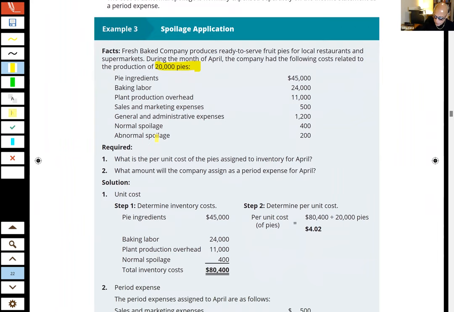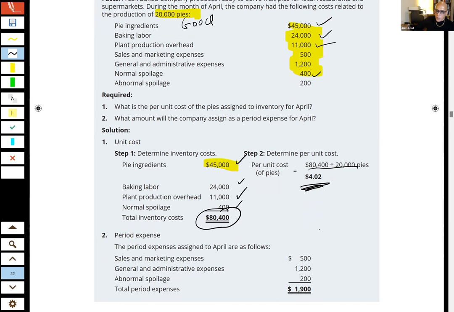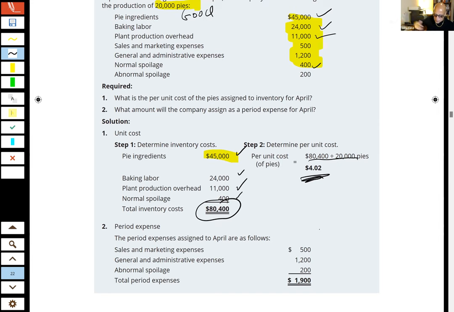So what happens? We pick up just the cost of everything but the abnormal spoilage. Pie ingredients, yep, you pick that up. The baking labor, we pick that up. Production overhead of 11,000, and the normal spoilage of the 400, right? They take that number and divide it by the number of good pies. We have good pies of 20,000, so my cost is $4.02 per unit, and I'm going to run that through my work in process, finished goods, and ultimately you won't hit the income statement until cost of goods sold.